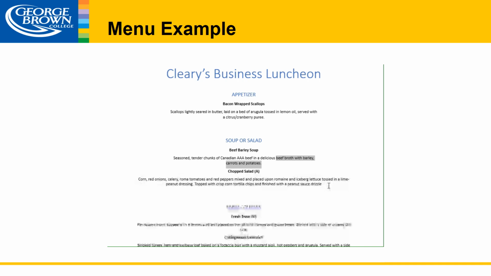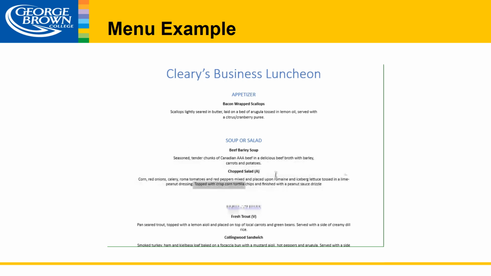Next, I have a chopped salad. So I have corn, red onions, celery, Roma tomatoes, and red peppers mixed and placed upon. So again, giving an idea about the height and positioning of those ingredients. Placed upon romaine and iceberg lettuce, tossed in a lime peanut dressing, topped with crisp corn tortilla chips, and finished with a peanut sauce drizzle. So again, the crisp corn tortillas topping gives an idea of where that item is going to be located and how this dish actually looks.